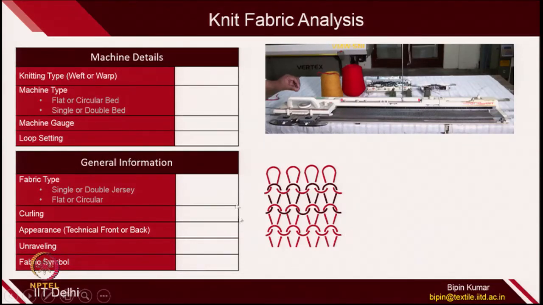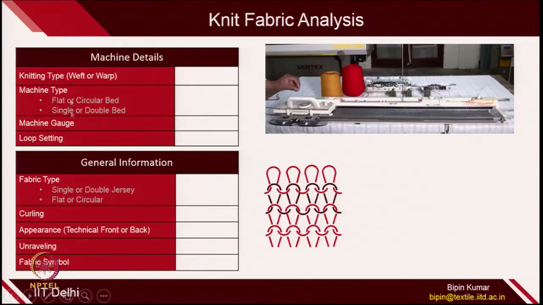Also, you need to give some brief idea of the type of the fabric, whether it is a single jersey or double jersey. When it is formed on a single bed, it is called single jersey; when it is formed on a double bed, it is called double jersey. Is the fabric flat or circular? Is the fabric curling? What is the appearance of the fabric? Can you identify the technical front or back? What are the unraveling conditions of the fabric? Can you unravel the yarn from the fabric from both ends? How can you symbolize these fabrics?